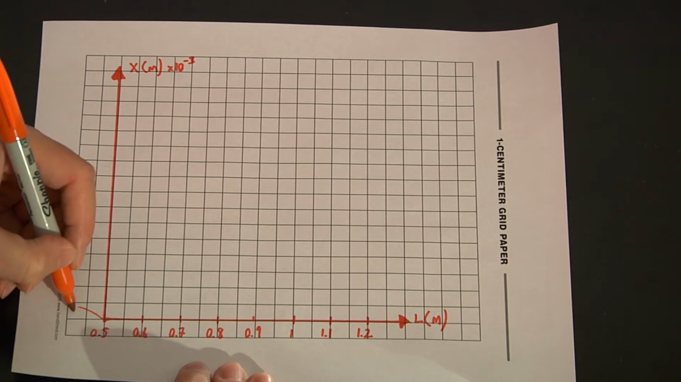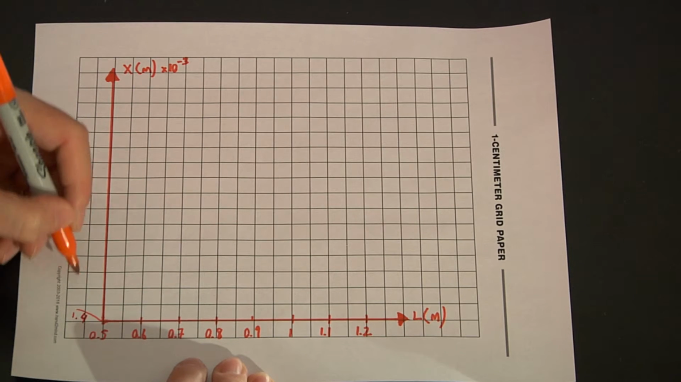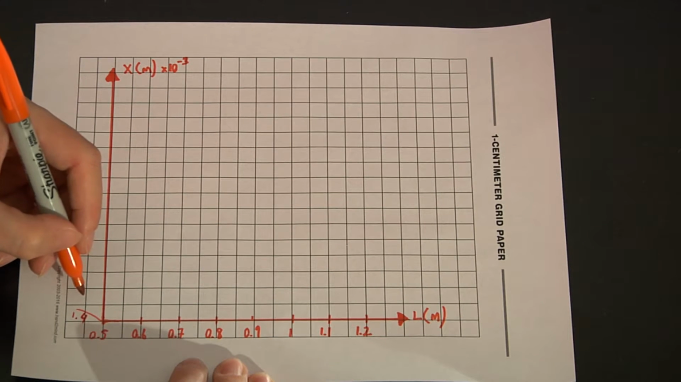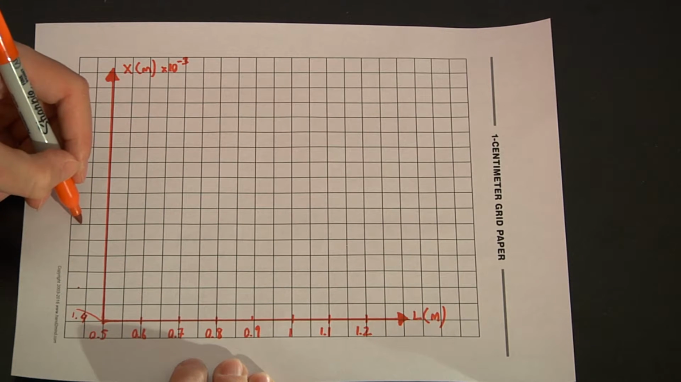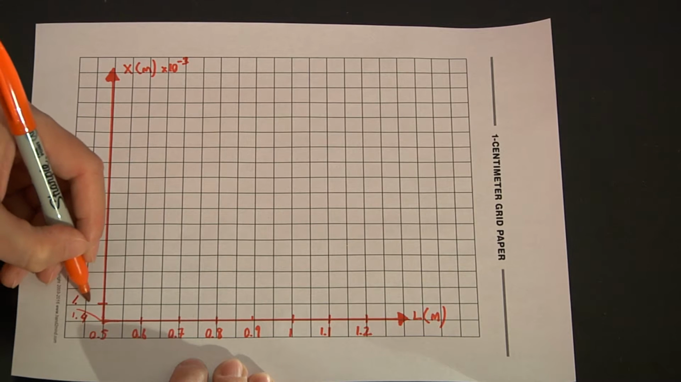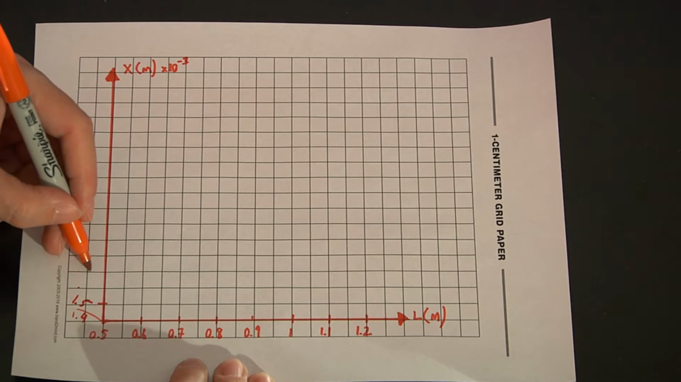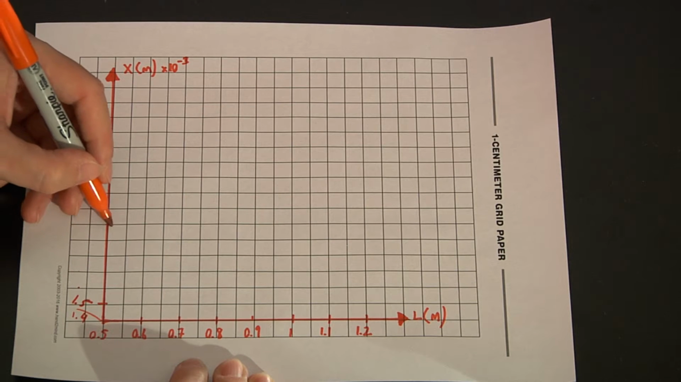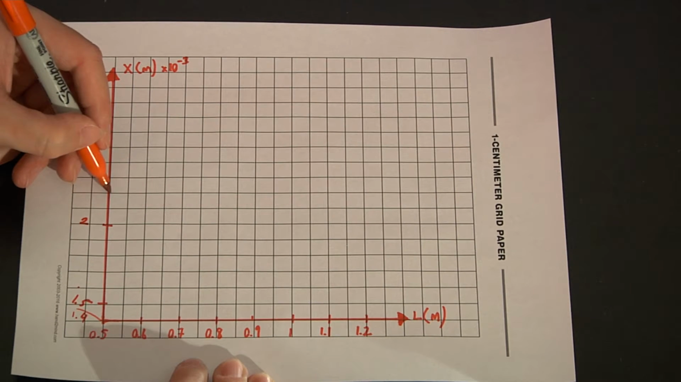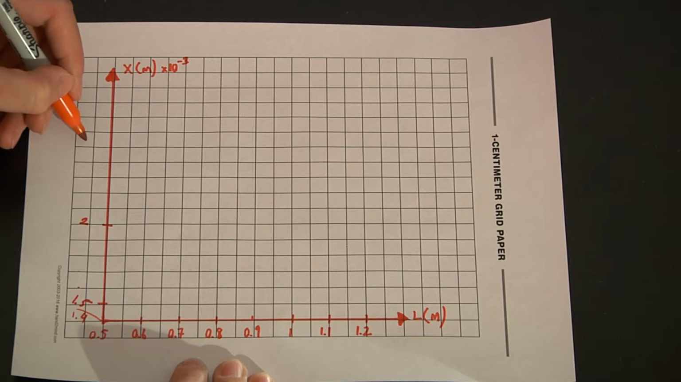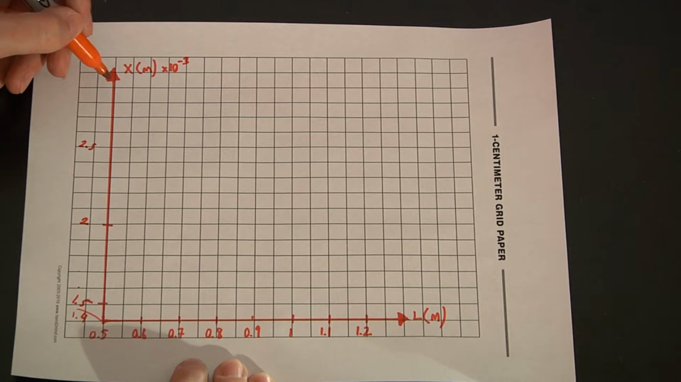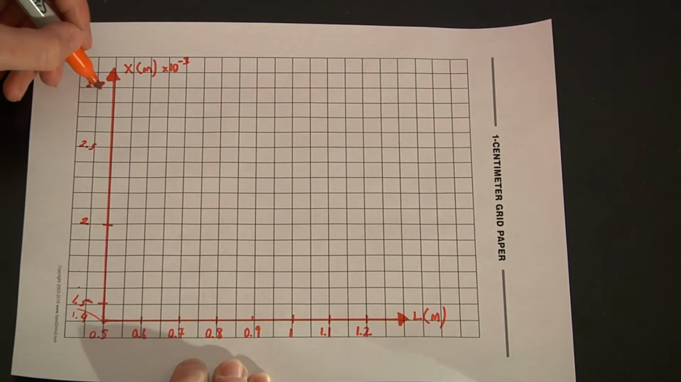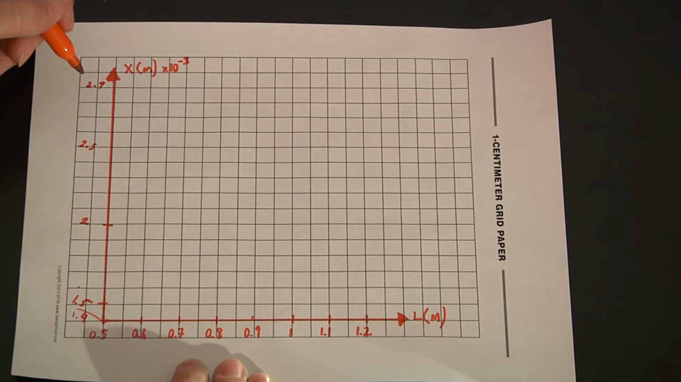And I have 1.4. That's 1.5. That is 2. That's 2.5. And that's 2.9. Each is going to increase by 0.1. And now we're going to put our points.